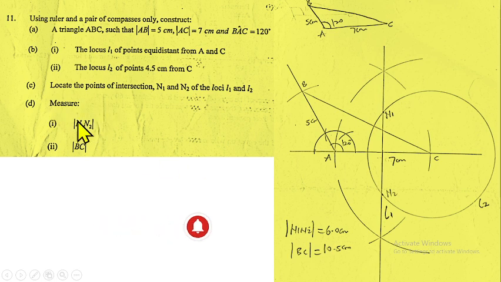Then you have to measure side N1, N2. So you have to measure from here to here with your ruler. So place your ruler here to this place and measure it. In my own case, I got 6.0 centimeter. You have also to measure side BC, which is from here to here as well. You have to measure it also, which in my own case I got 10.5 centimeter. So this also will fetch us 12 marks if you're able to do it very well.